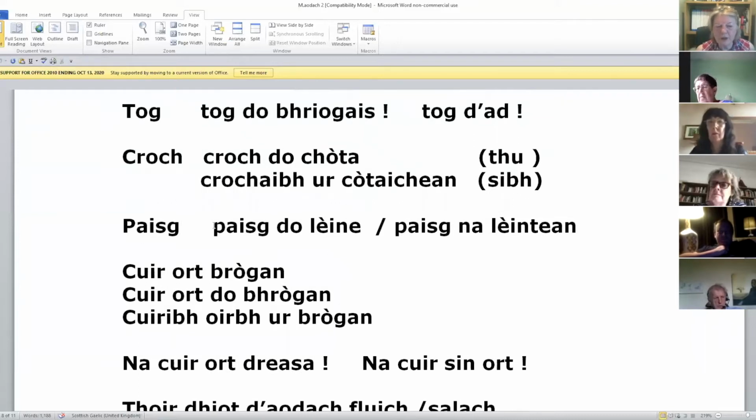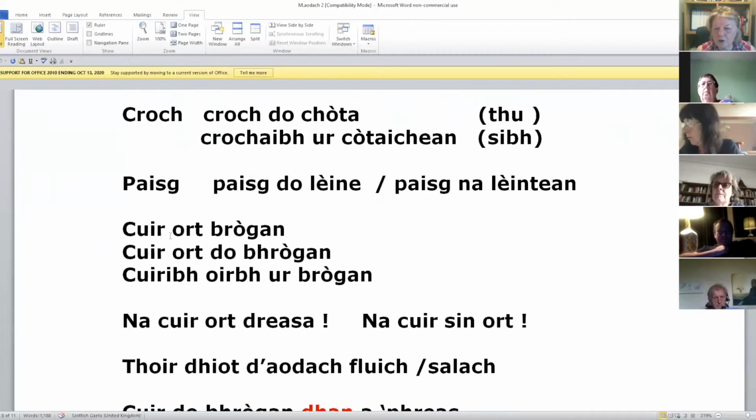Pashk, fold. Pashk da lene, fold your shirt. Pashk ne leentjen, fold the shirts. Kurost, put on. Kurost, broken. Put on shoes. Kurost da vrogen, put on your shoes.